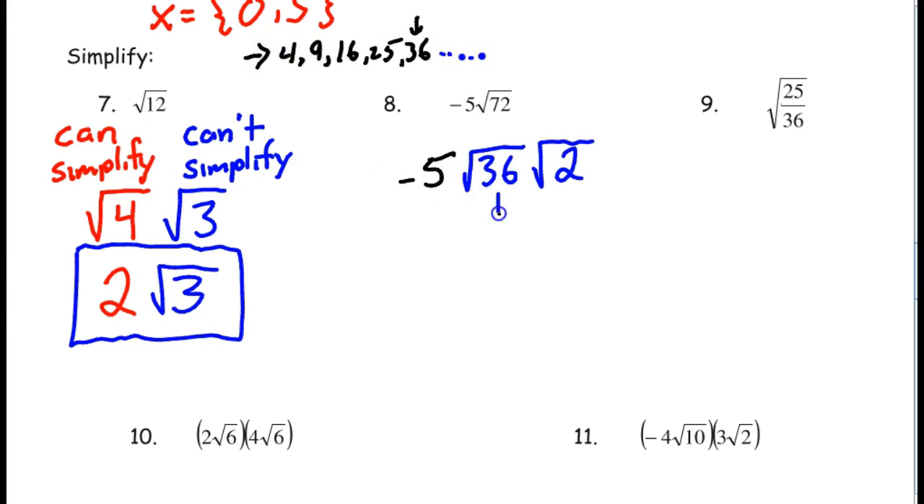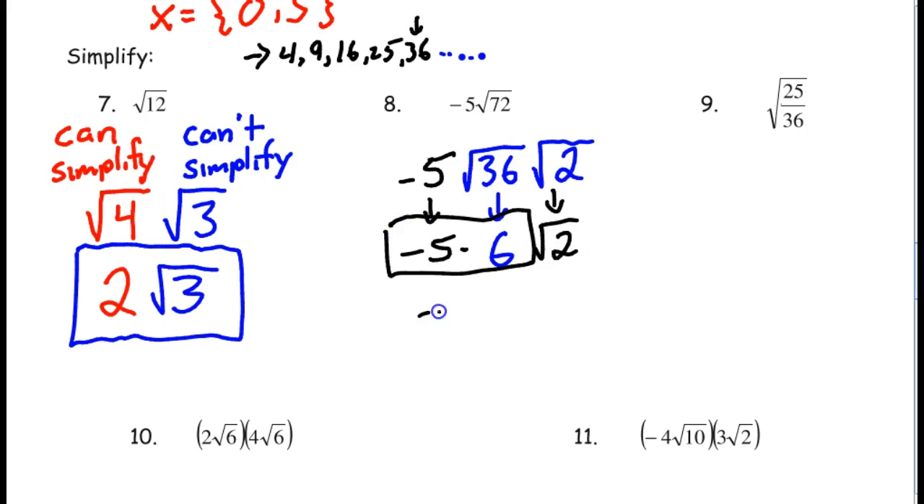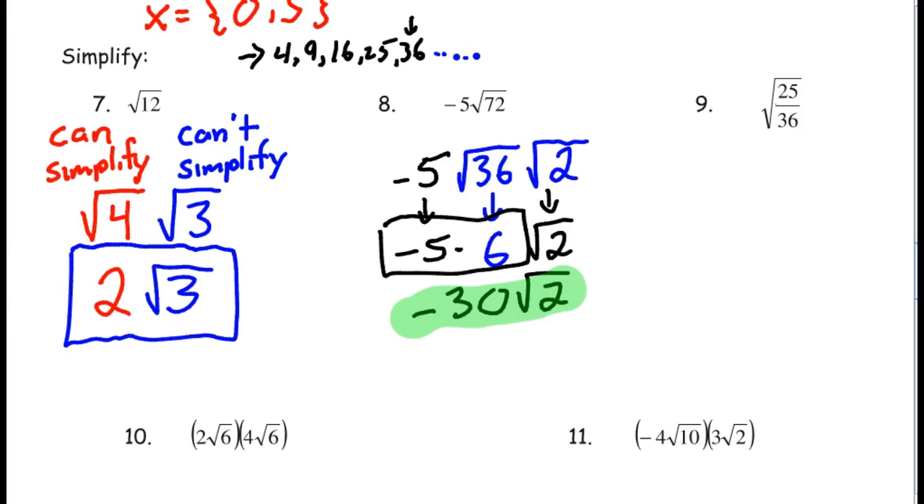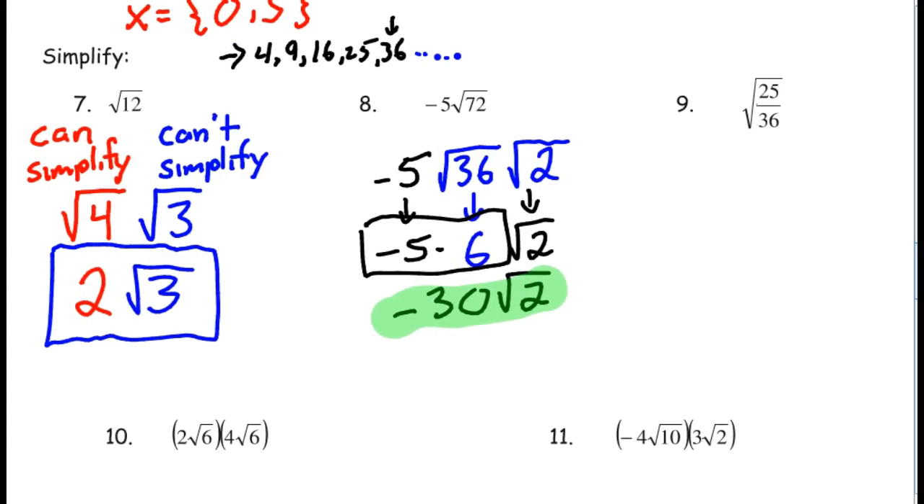So this part, square root of 36, I can take the square root of. It's 6, because 6 times 6 is 36. Everything else stays the same, so I'm just going to rewrite -5. And I can't take the square root of 2, and I can't reduce that more, so I'm just going to bring that down as well. These two are just plain old rational numbers, so -5 times 6 is -30. And once again, bring down the root 2 because we can't do anything to simplify it. Okay, so that's your final answer for number 8.